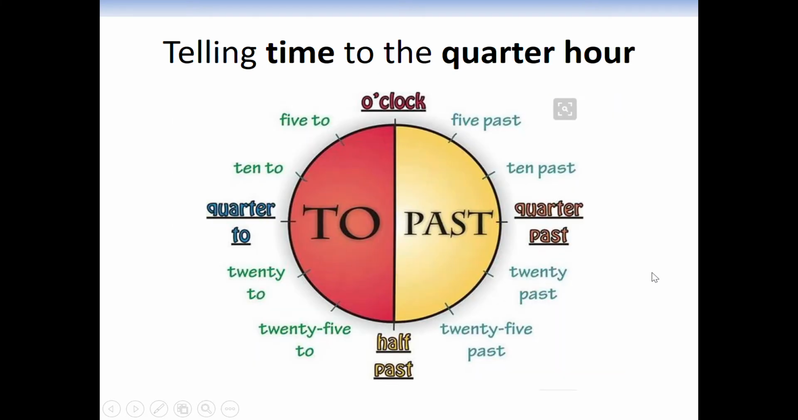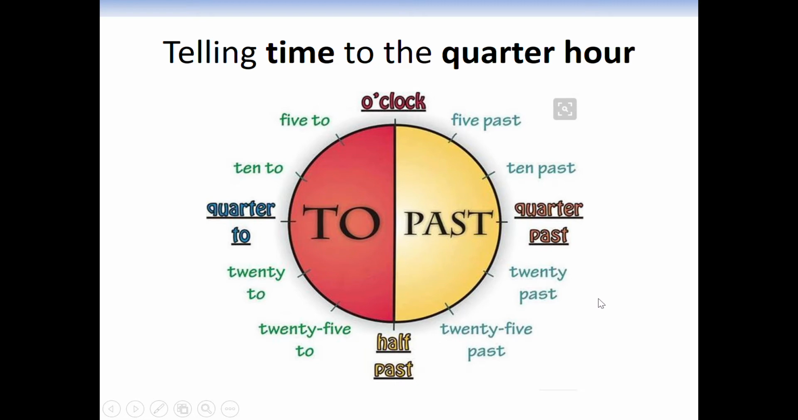Here we can review the language of the clock face in terms of past and to. When the big hand is pointing straight up, it is o'clock. When the big hand is pointing here, it is quarter past. When the big hand is pointing straight down, it is half past. And when the big hand is pointing here, it is quarter to.